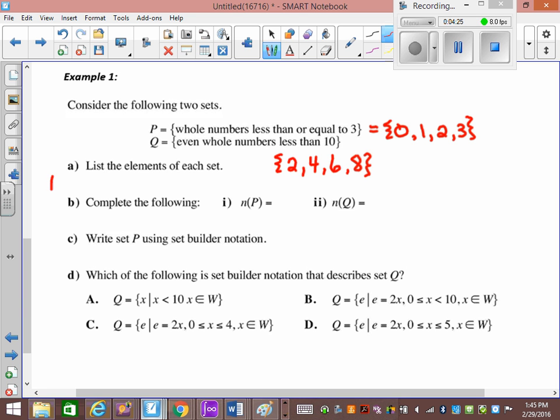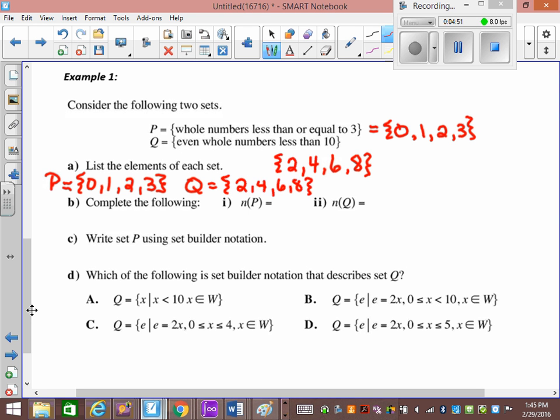How you would actually do that is you'd go P equals, and then you'd go 0, 1, 2, 3. Q equals 2, 4, 6, 8. And often on a diploma, if they did this with even numbers, they'd say even natural numbers so that you're not having to guess, is 0 even or not, right? They kind of take out the guessing.